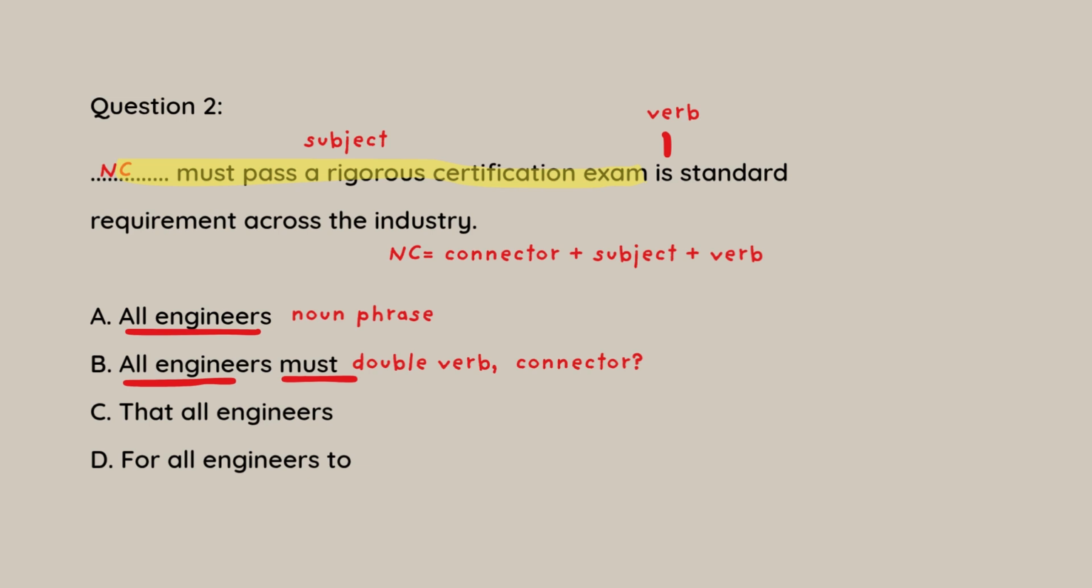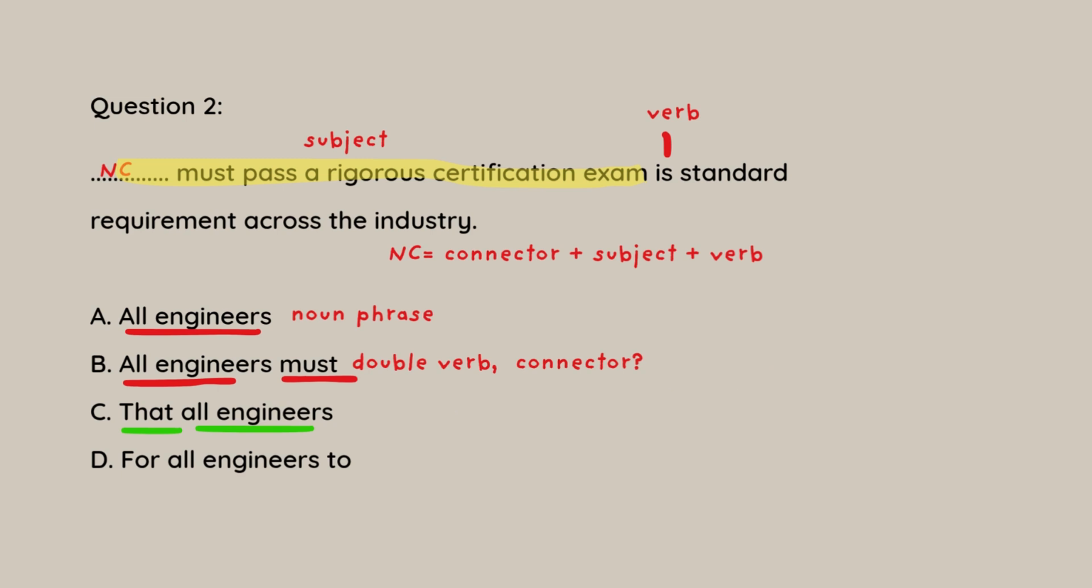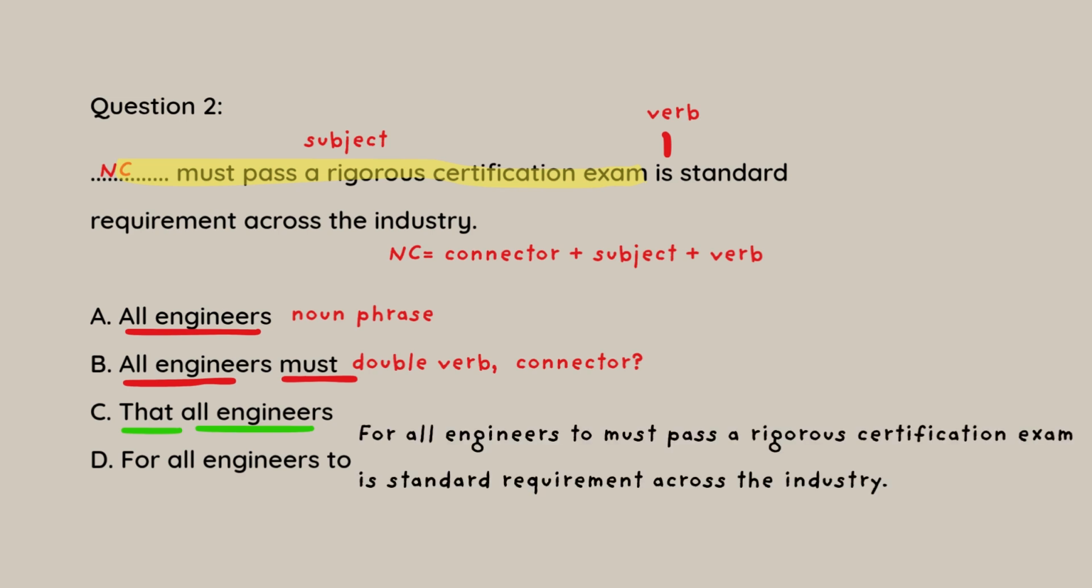Option C is correct. The connector that turns the statement all engineers must pass a rigorous certification exam into a single noun clause. This entire clause, that all engineers must pass a rigorous certification exam, functions as the subject of the verb is. Option D creates an infinitive phrase. While an infinitive phrase can sometimes act as a subject, this is ungrammatical because it attempts to combine the infinitive to with the modal verb must. So this is incorrect.